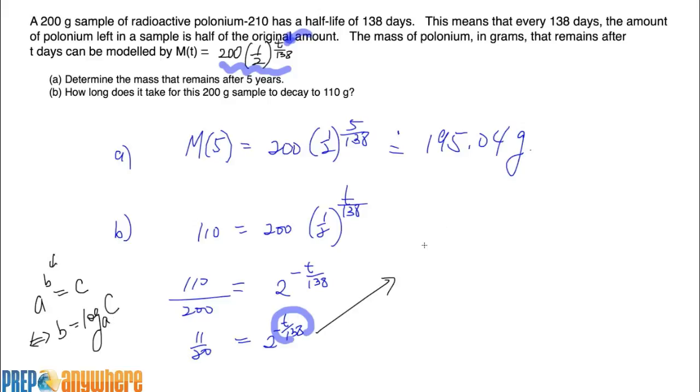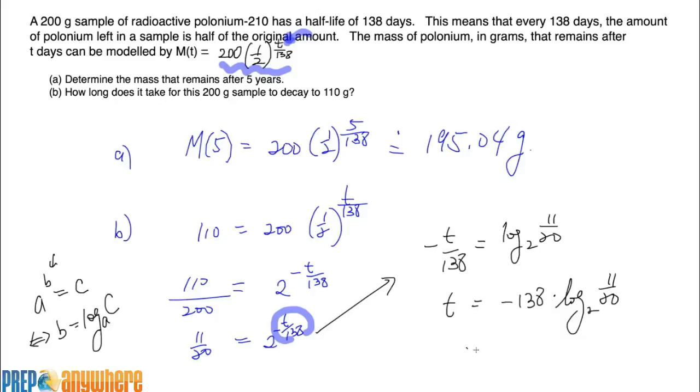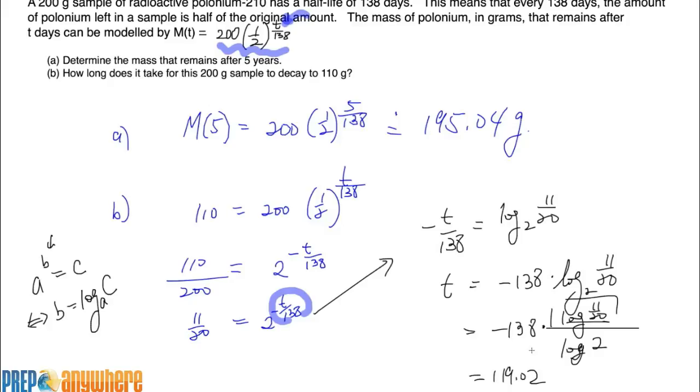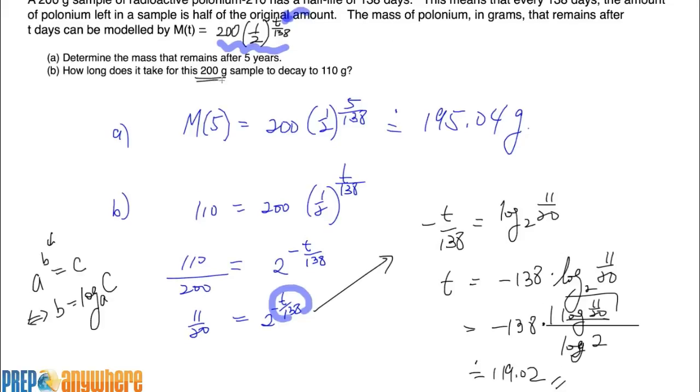So I'm going to use that definition to say minus t over 138 is equal to log base 2 of 11 over 20. So t will be minus 138 times log base 2 of 11 over 20. Now the way you punch this in the calculator is 138 times, you type in log 11 over 20, press that, and then divide by log of 2. Let me do that. Approximately 119.02, which is pretty close to 138. So that's how long it takes for the 200 to shrink to 110.